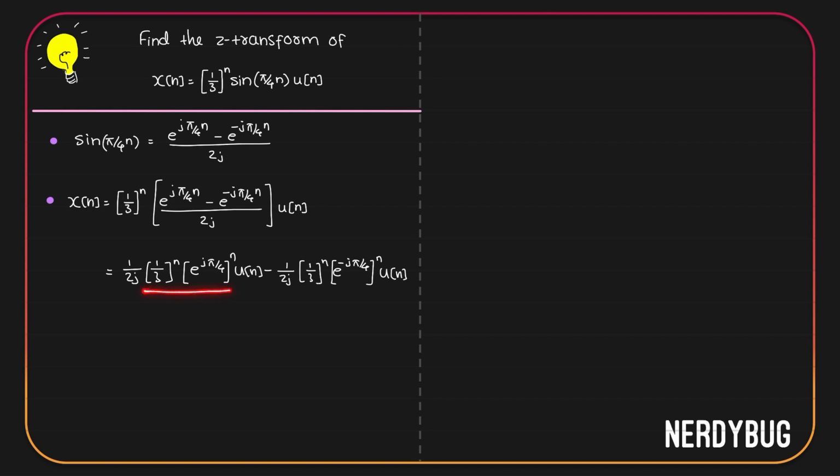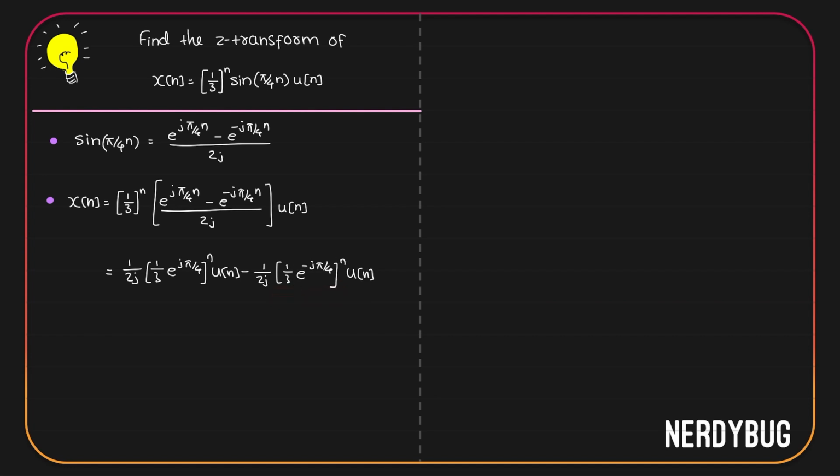Now here we have (1/3)^n multiplied by (e^(j pi/4))^n. We can combine them like (1/3 e^(j pi/4))^n. The same way, here we have (1/3)^n (e^(-j pi/4))^n. We can combine them and write (1/3 e^(-j pi/4))^n.